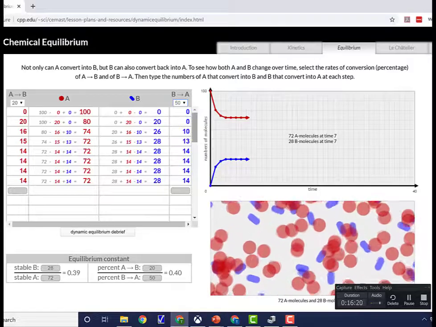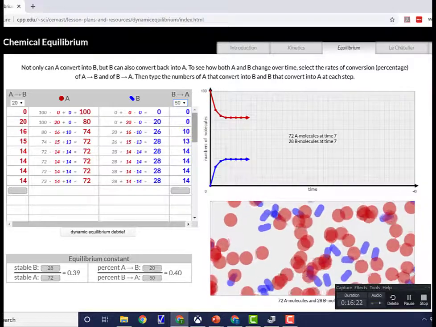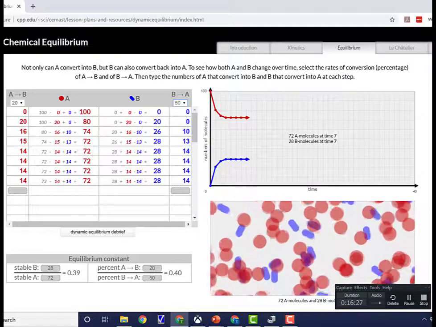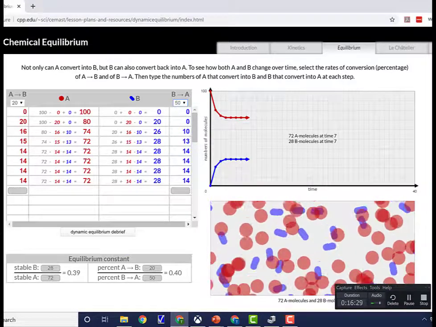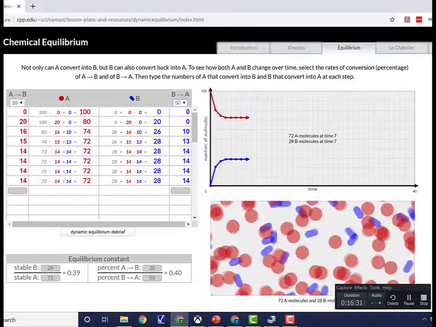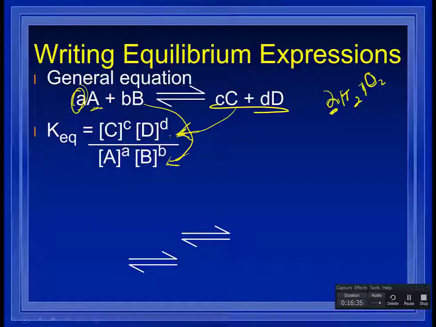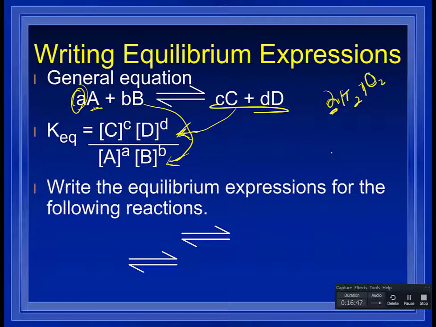If you look back here, we had that ratio down at the bottom, stable A, stable B. Those ratios were about how much stuff you had, but they really were tied to what chance you had of them reacting. So that equilibrium constant is really based on the nature of the reaction, and that equilibrium constant is constant. Okay, so let's write some equilibrium expressions.